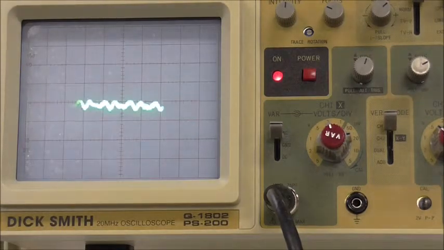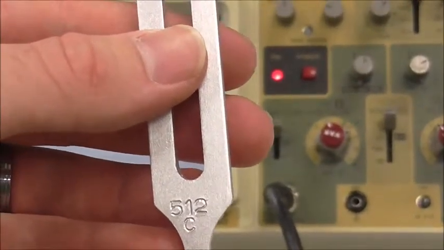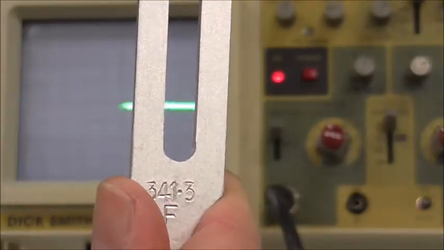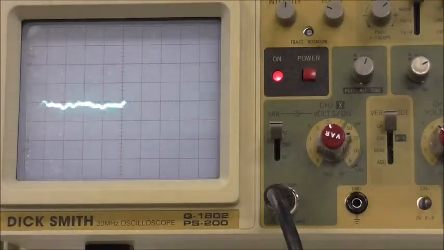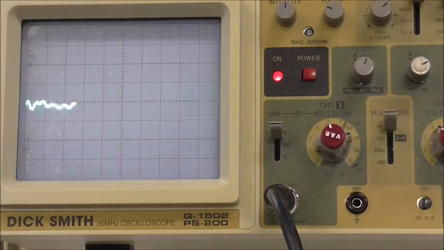So the higher frequency, this is the 512, that one the wavelength was a bit shorter, and the lower frequency, which was the 341 to 343, the wavelength was a little bit longer. So it's an inverse relationship. As the frequency goes up, the wavelength gets shorter. As the frequency goes down, the wavelength gets longer.